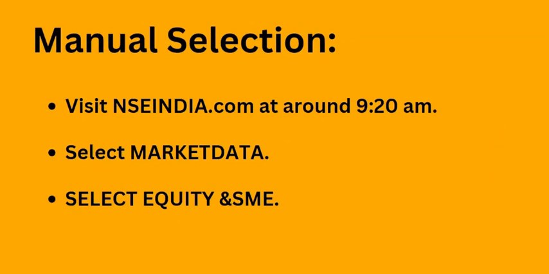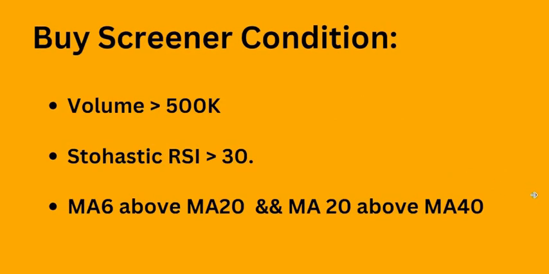Select the market data, select equity and SME. So Nifty 50 will be selected and it will display all the stocks. So the first 5 stocks you need to select for buy, and the last 5 stocks you need to select for selling. And how to go for buying or selling: if the price of the Nifty 50 is below moving average 20, then we need to go for selling of the stocks. If the price or value of the Nifty 50 is above moving average 20, then we go for buying of the stocks. So that is about manual selection.